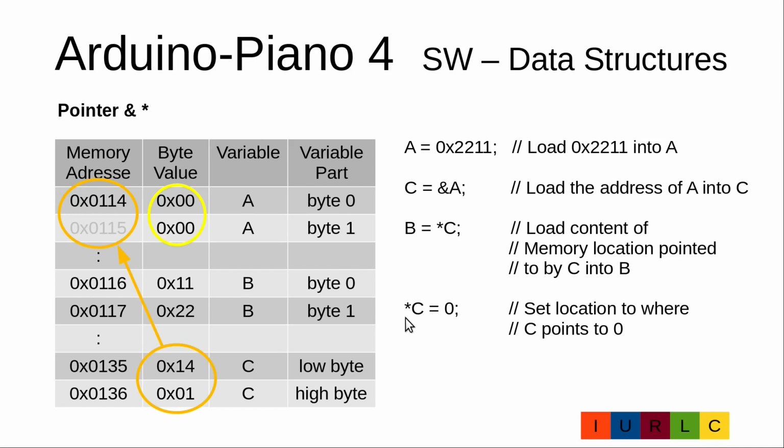With the statement asterisk c equals 0, we write a 0 to the memory location where c is pointing to. c is pointing to 0114. Here we have the memory location 0114, and we write a 0 to the memory location 0114. What we get with these statements is that with asterisk c we get access to the same memory locations and operations as if we wrote a directly.